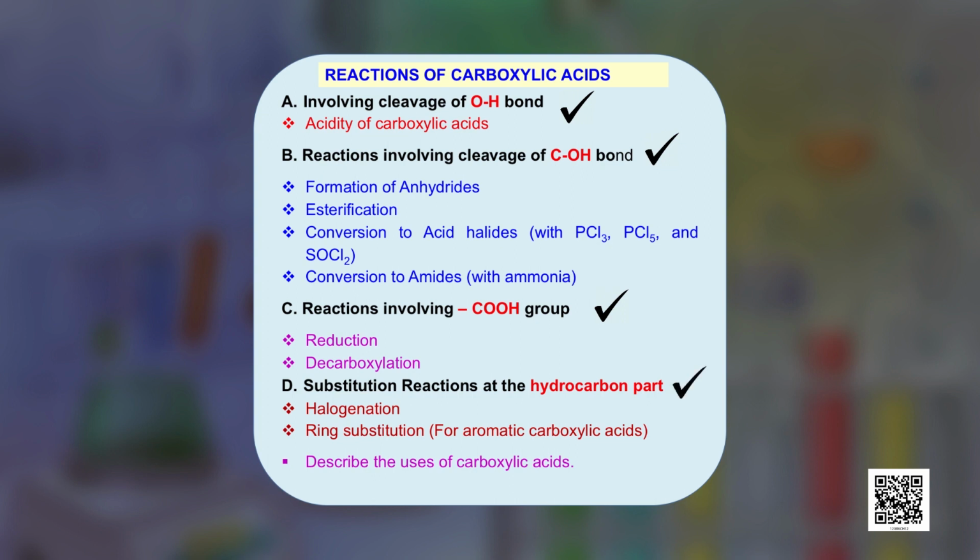The substitution reactions will be the last category here, where the reactions at the hydrocarbon part, whether it is the alkyl group or the aryl group, will be discussed. These will include halogenation reactions or the ring substitution reactions for the aliphatic as well as aromatic compounds respectively. Finally, the learners after viewing this program will be able to describe the uses of carboxylic acids.